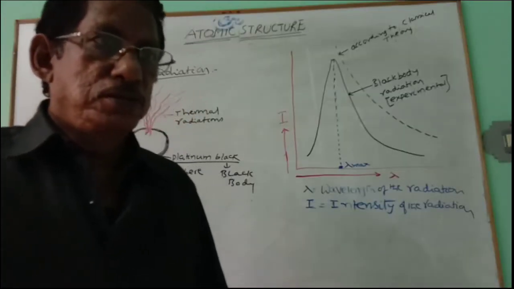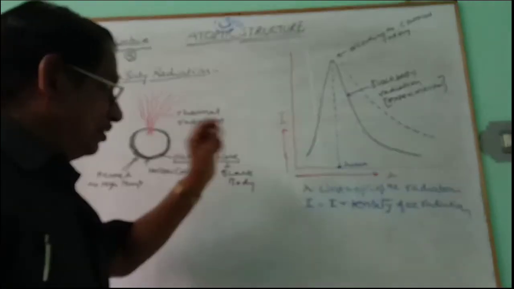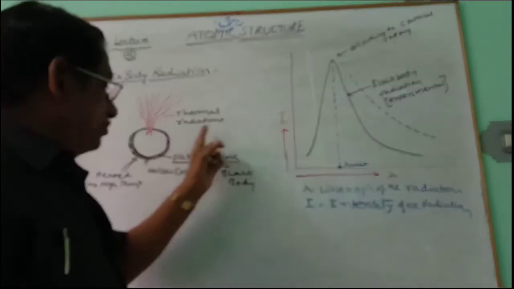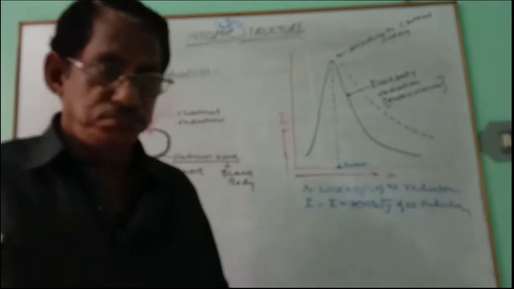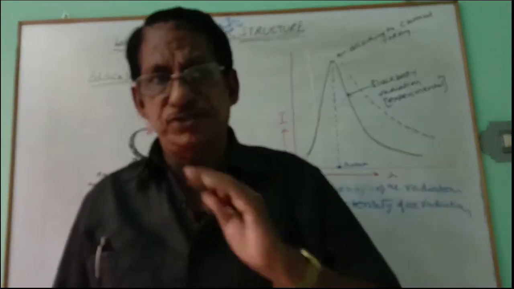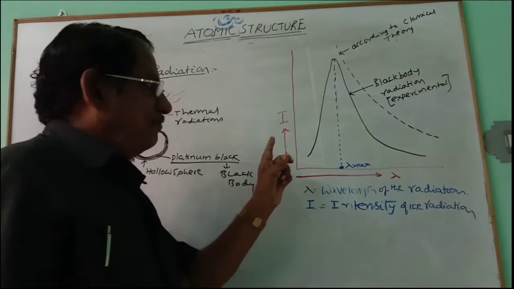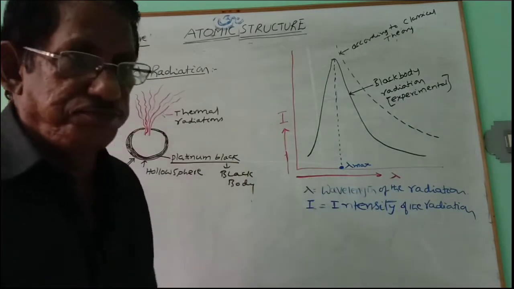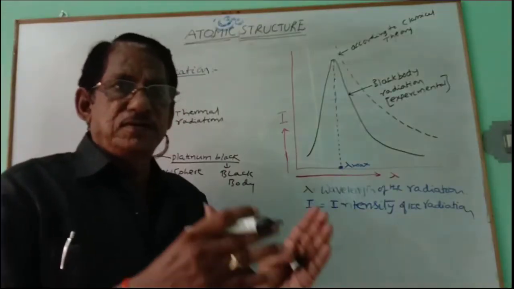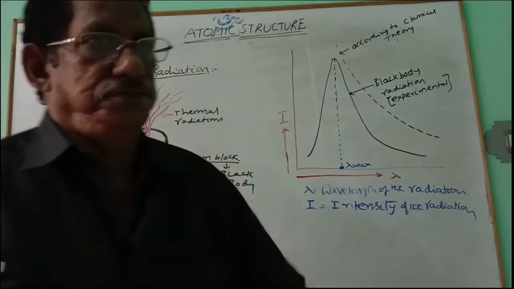And now the experiment is recorded in the form of a graph. All types of radiations are being emitted there: low wavelength radiations, high wavelength radiations, high energetic radiations, low energy radiations, average, like that. A graph is drawn between two variables. One is lambda, the wavelength of radiation emitted; different wavelengths are being emitted there. And the other one is the intensity of the radiation.